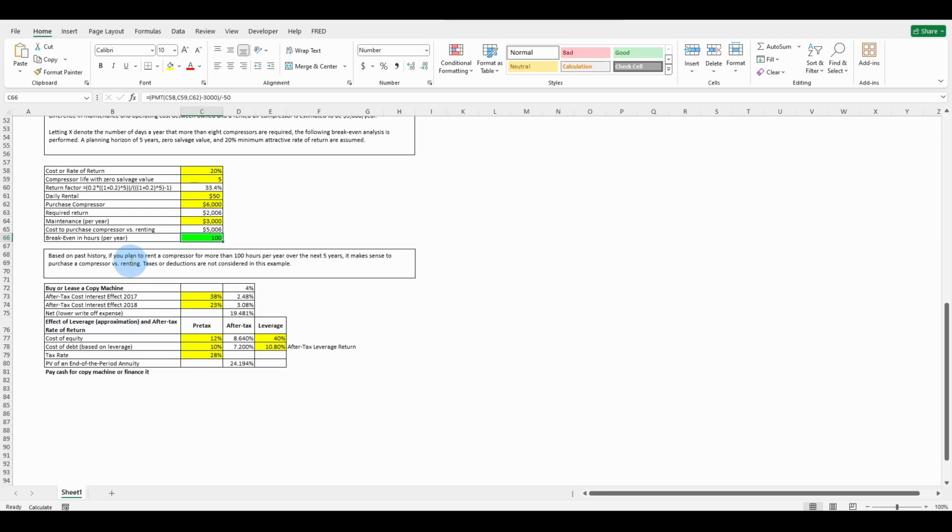Based on past history, if you plan to rent a compressor for more than 100 hours per year over the next 5 years, it makes sense to purchase a compressor versus renting.